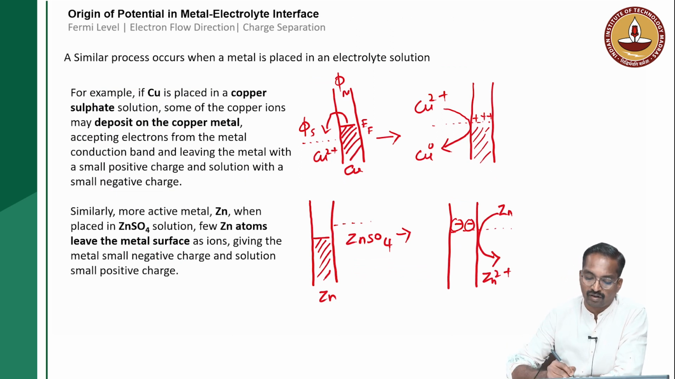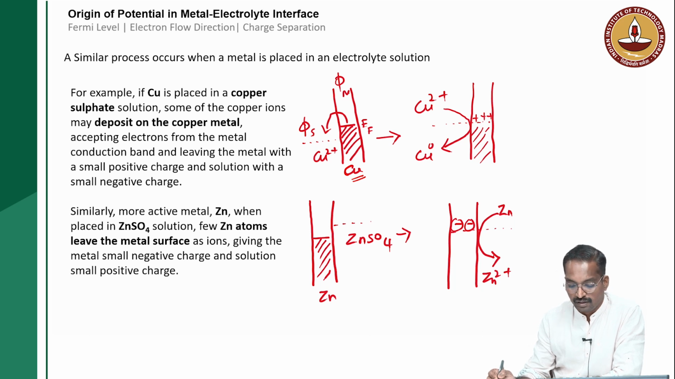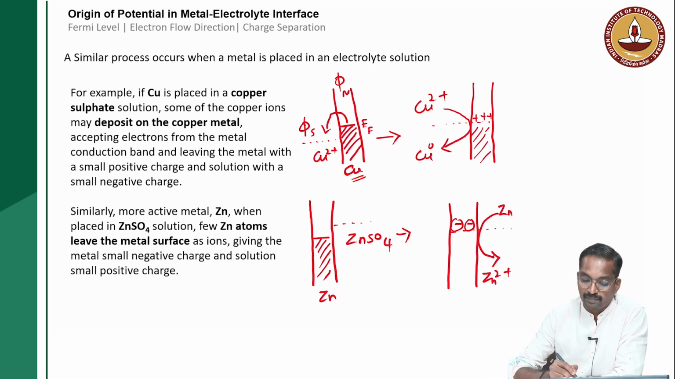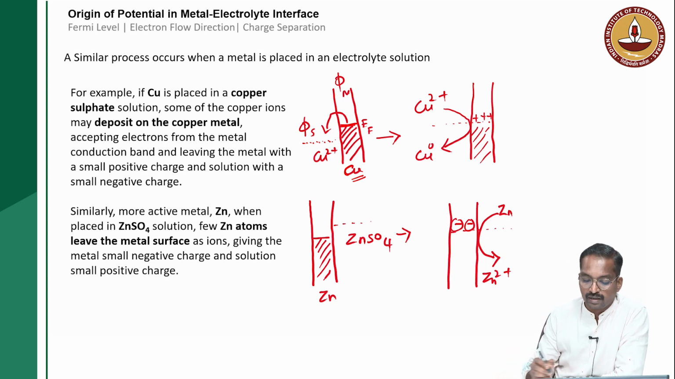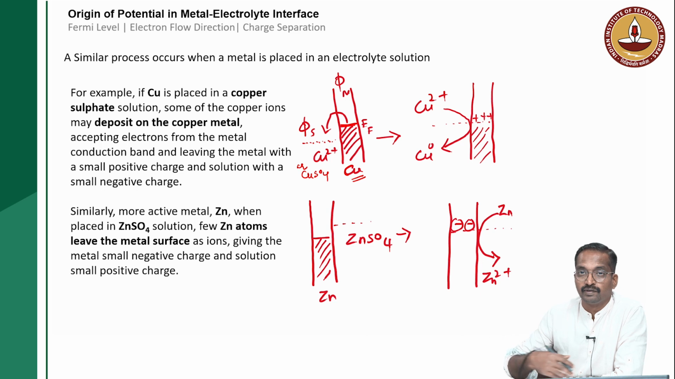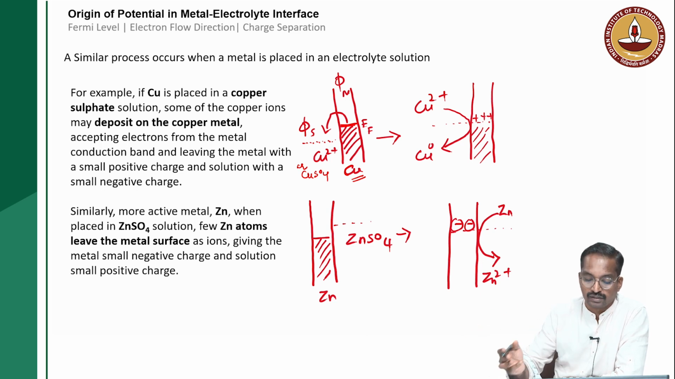In this case I have taken a copper electrode and dipped it in a copper sulphate solution. The scenario is such that the Fermi level of the copper electrode is at higher energy compared to the lowest unoccupied molecular orbital of the electroactive species in the solution. What is the electroactive species in the solution? Because I have taken copper metal and dipped it in the copper sulphate aqueous solution, you have copper ions moving around and sulphate ions moving around in the solution.